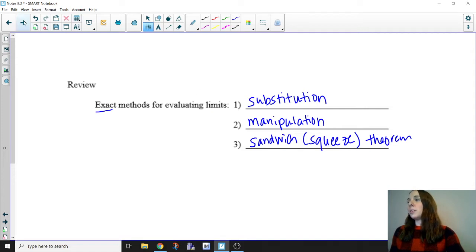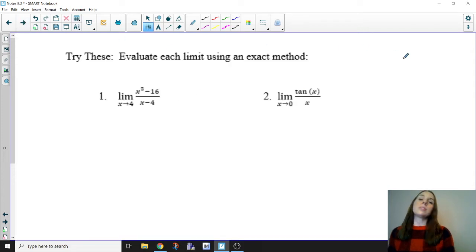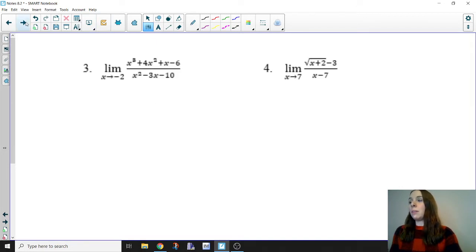So what I'm going to encourage you to do right now with the first set of exercises is try any of those three methods on the limits that you see here. Okay, for example, I'll give you a hint. In number one, you could use factoring. In number two, you could rewrite tangent in terms of sine and cosine. And the list goes on and on of super fun things that you can do.